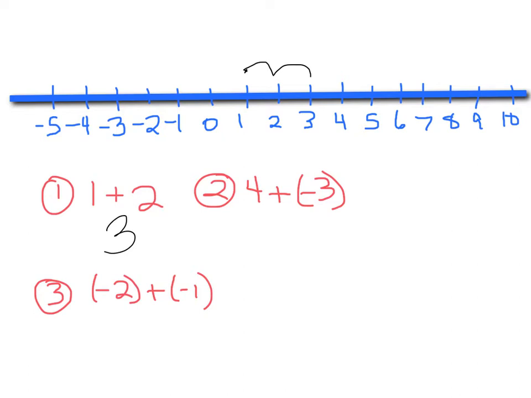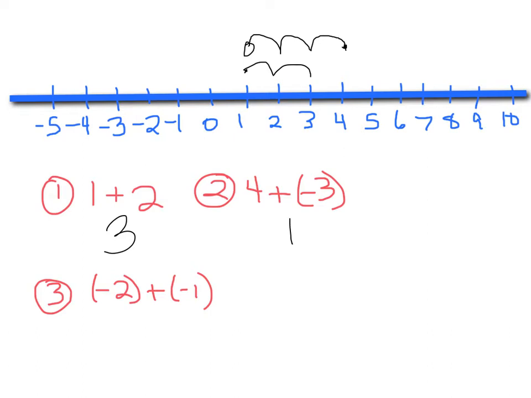Okay. All right, number 2. We're going to start at number 4 here, and we're going to add a -3. Now, negatives means we're going to go to the left, so I'm going to add -3, which means I'm going to go left 3. 1, 2, 3. Okay, and I am right here at 1. So 4 plus -3 is 1.